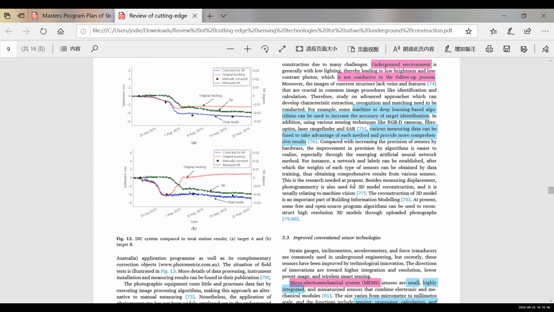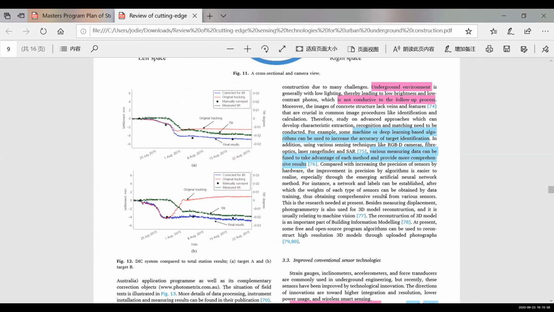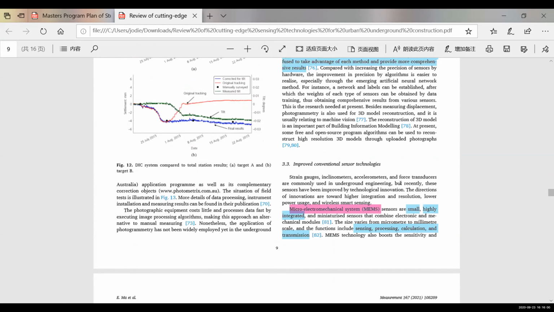So the third one is improving the conventional sensor technologies. The first one is the microelectromechanical system. They are small, highly integrated, and could sense, process, calculate, and transmit.